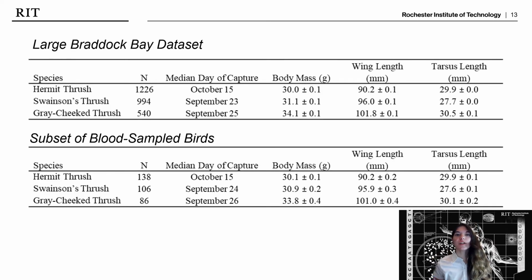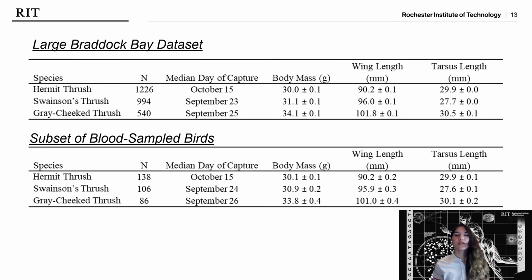We started this project by looking at some summary statistics for both the Braddock Bay dataset and the smaller subset of blood sampled birds. We noticed right away that our summary statistics for the small dataset were quite similar to statistics for the large dataset. This helped convince us that our small subset of birds was likely representative of birds in our larger sample.